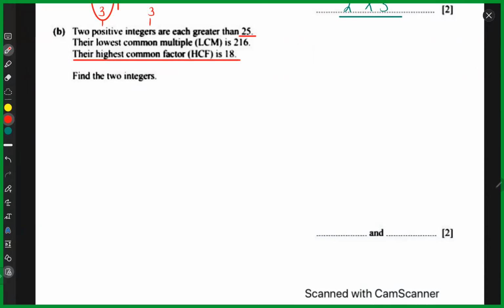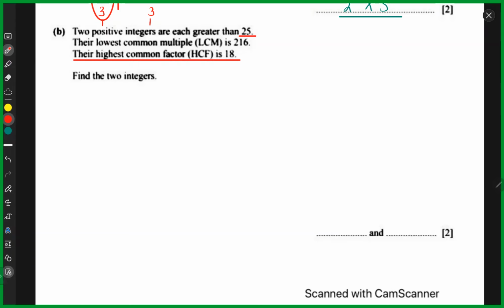Their highest common factor is 18. It means 18 is a factor of both the numbers. So both the numbers would be multiples of 18, right? 18 is the highest common factor for both the numbers, so 18 is a factor. But you need to think about the multiples of 18, because we are looking for two numbers whose lowest common multiple is 216 and highest common factor is 18. So the number has to be greater than 25 and 18 is a factor.